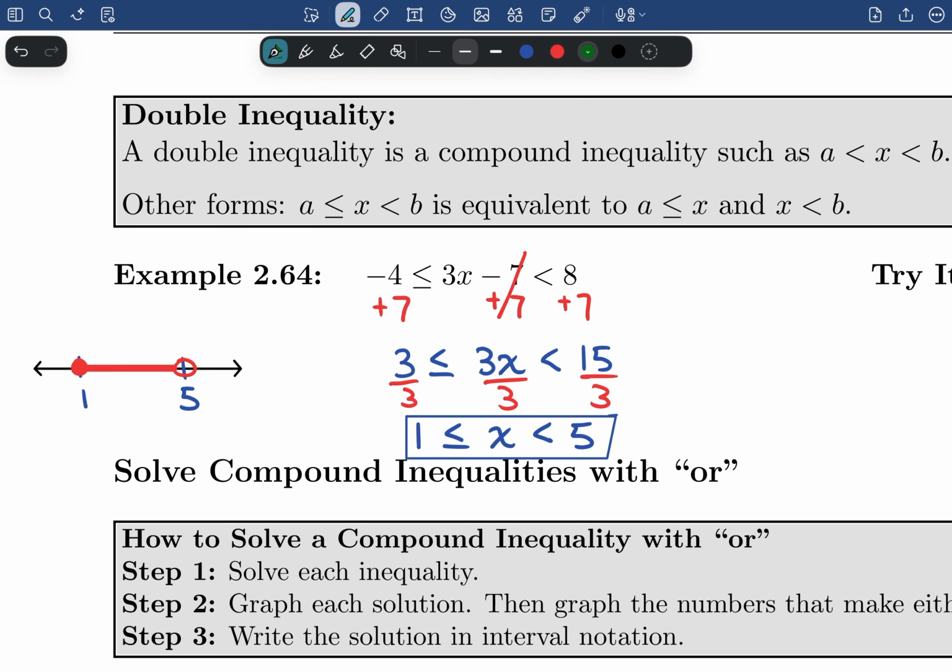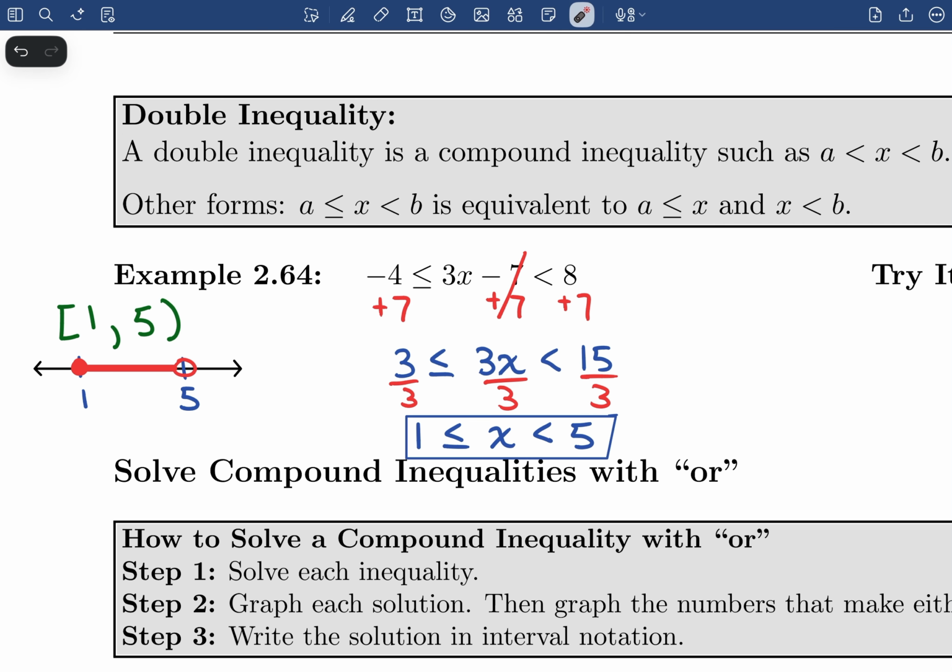And now I'm going to write this in interval notation. Writing it in interval notation, I would have a bracket. Let's make this skinny. A bracket with 1, and it goes to 5, and that's a parenthesis because it's an open dot. And we're done. So double inequalities are great. You can do algebra on them, like here I added 7 on all 3 pieces. Here I divided by 3 in all 3 pieces, and I got my result.